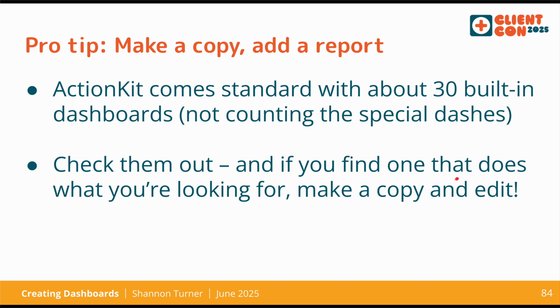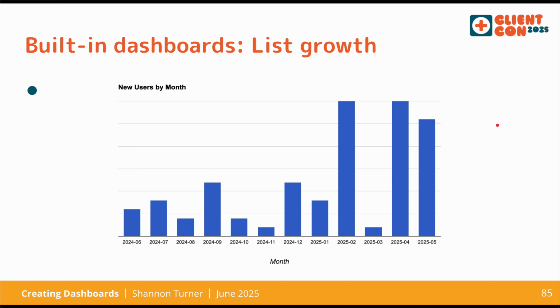Now, at the very beginning, I showed the rolling 12-month email performance dashboard, which is built into ActionKit. But there's a lot more that are worth checking out. And if you find one that meets your needs, I highly recommend making a copy and editing it. There's over 30 built-in dashboards, and that does not even count the special dashboards. So let's check out a few.